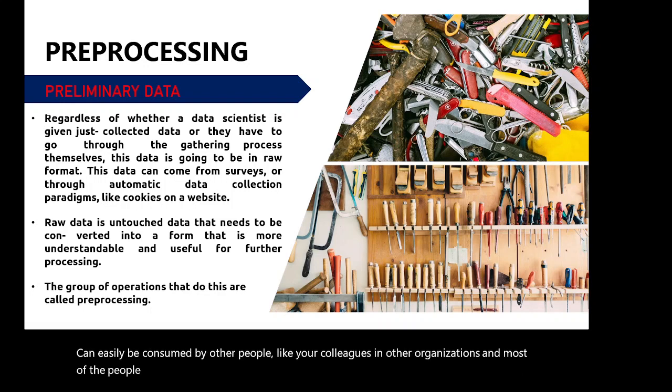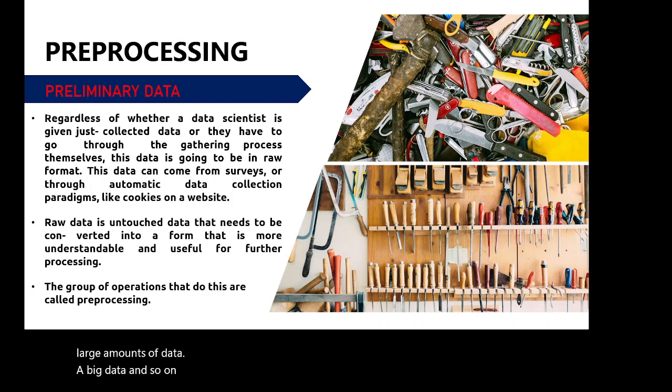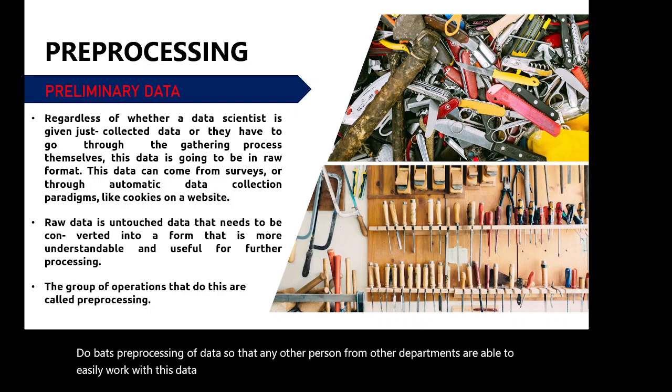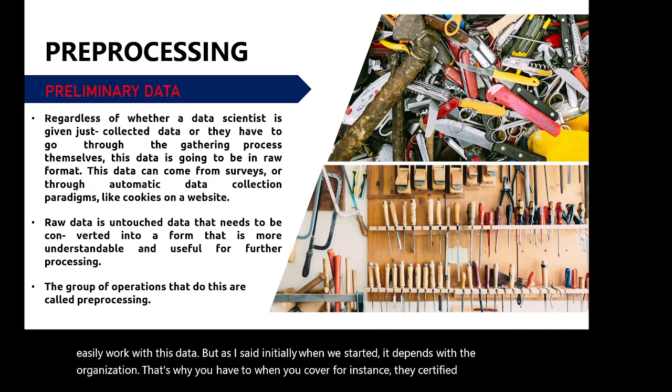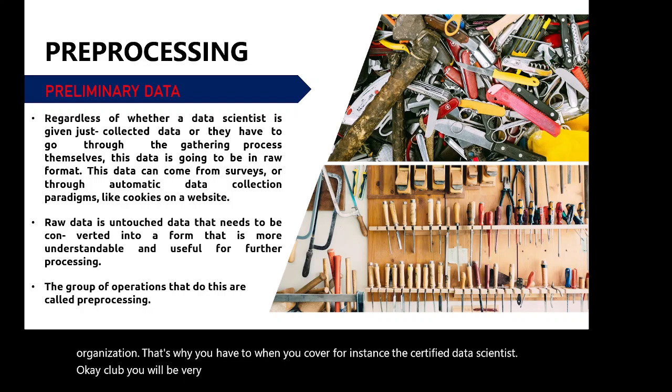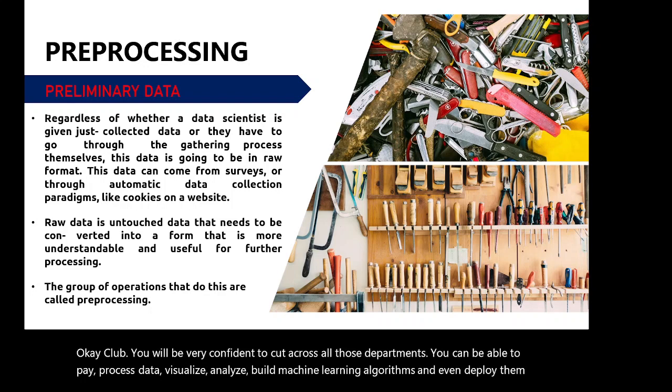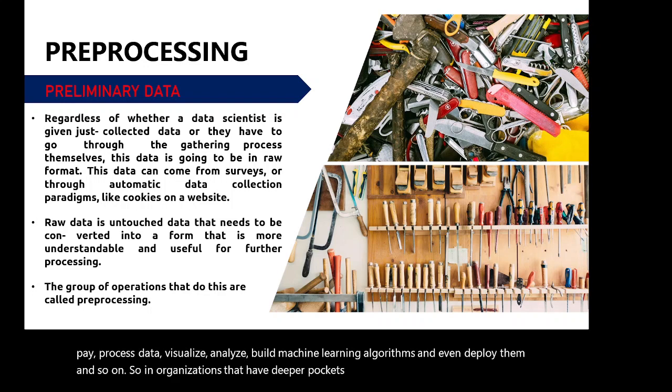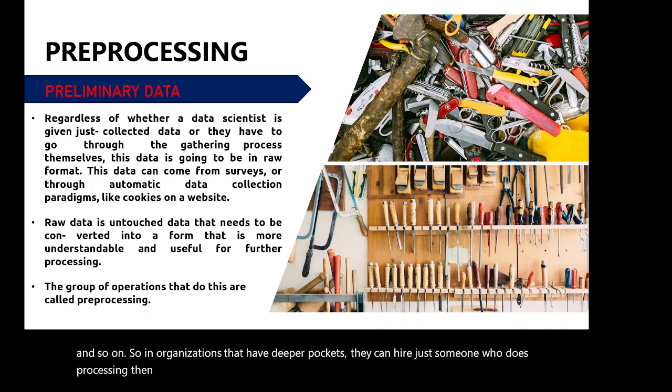And most of the people who are doing data pre-processing, especially when you are dealing with large amounts of data, big data and so on. I don't know if you have ever heard of what you call a data engineer. Data engineers mostly do batch pre-processing of data so that any other person from other departments is able to easily work with this data. But as I said initially when we started, it depends on the organization. That's why when you cover, for instance, the certified data scientist curriculum, you will be very confident to cut across all those departments. You can be able to pre-process data, visualize, analyze, build machine learning algorithms, and even deploy them, and so on. So in organizations that have deeper pockets, they can hire just someone who does pre-processing, then another person, or people, pick from there.